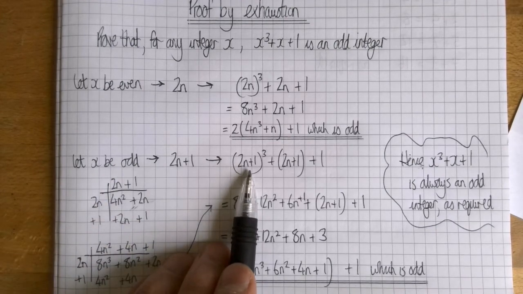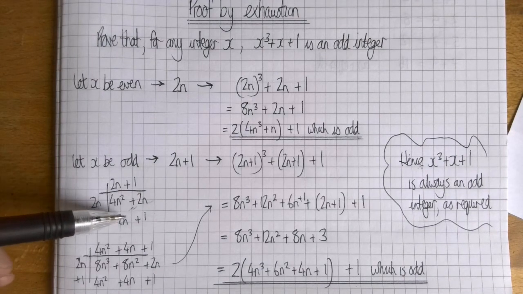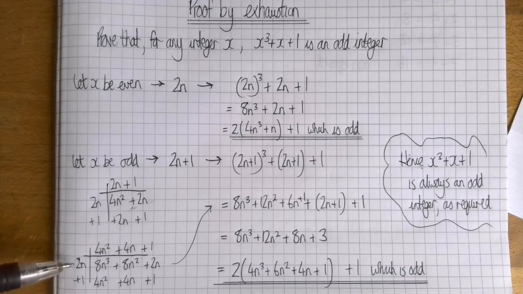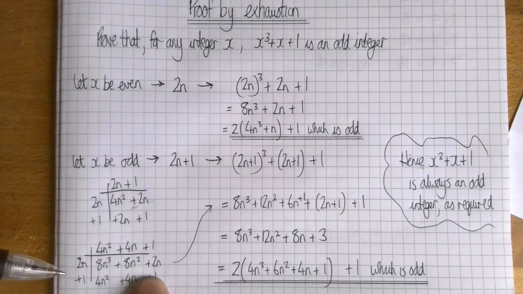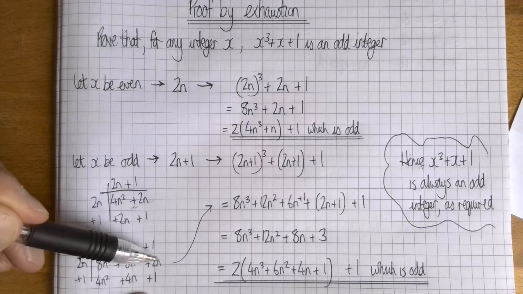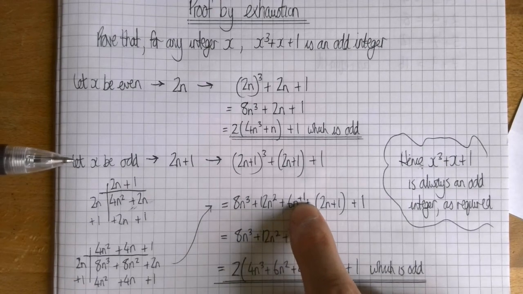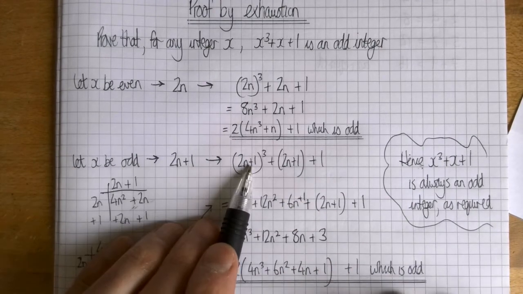This one was a bit more complicated. So 2n plus 1 cubed, I did 2n plus 1 times 2n plus 1, which gave me 4n squared plus 4n plus 1, which I then multiplied by 2n plus 1 again. Got that. That gave me 8n cubed plus 12n squared plus 6n plus 1. Nearly forgot the plus 1, just squeezed it in there. So that gave me that.